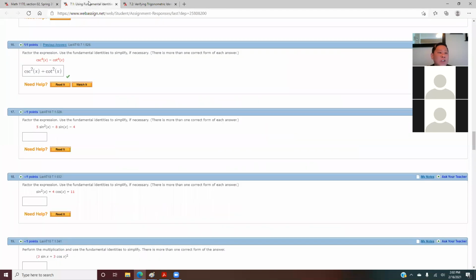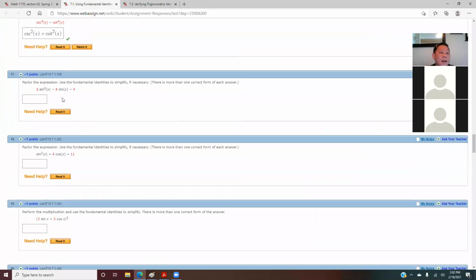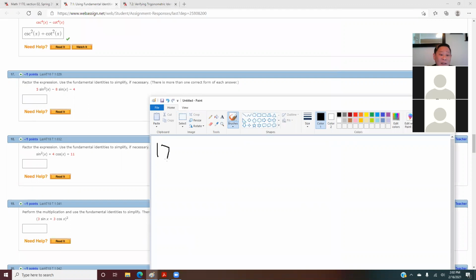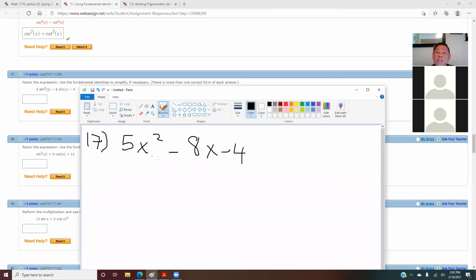We start out with question number 17. Again, this is factoring. I want you guys to factor 5x squared minus 8x minus 4. I want you to do this. Factor this. If you don't know how to factor this, I will just say goodbye.